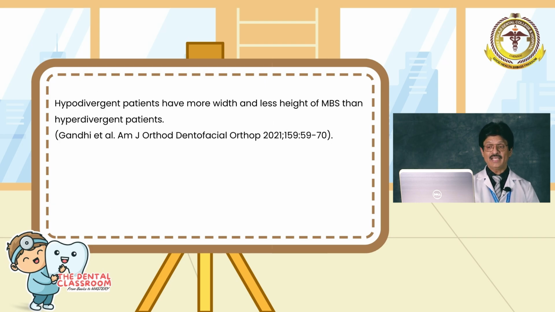Gandhi et al., in the American Journal of Orthodontics and Dentofacial Orthopedics in 2021, said that hypodivergent patients, that is patients with a low mandibular plane angle, have more width and less height of the mandibular buccal shelf than hyperdivergent patients. So what do we mean by hyperdivergent? They are the ones who have a long face or a high mandibular plane angle.